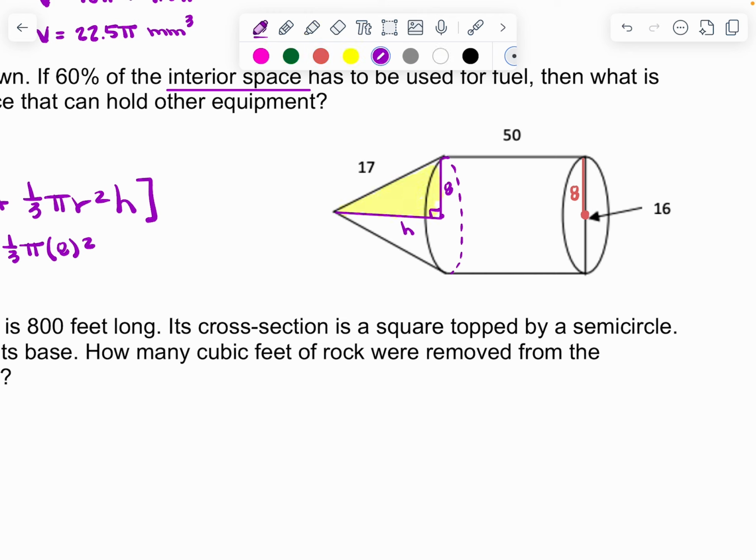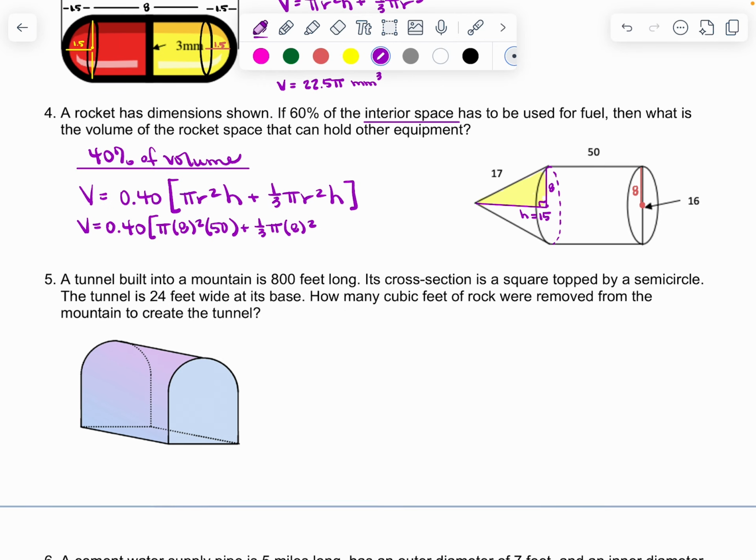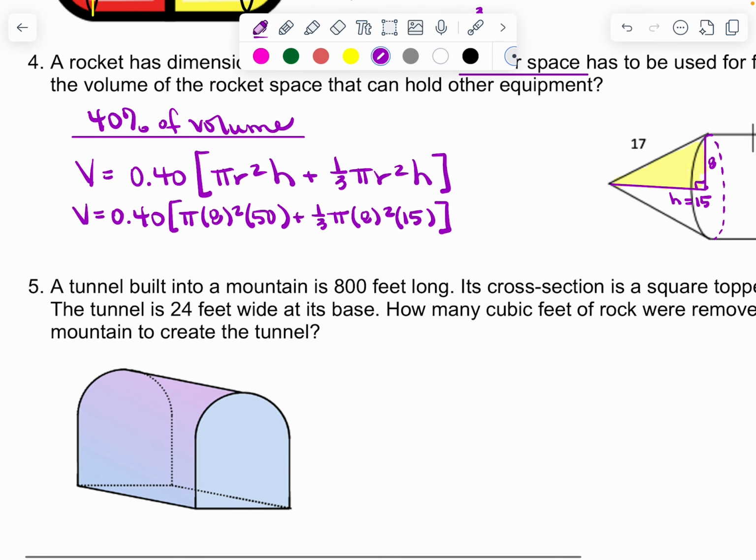So clearly that's creating a right triangle that is a Pythagorean triple, if you know your triples. If not, do a quick little Pythagorean theorem, and you should get 15. So an 8, 15, 17 Pythagorean triple. That means the height of our cone is 15. So we're going to throw that in there, and voila. There's all of our beautiful numbers.